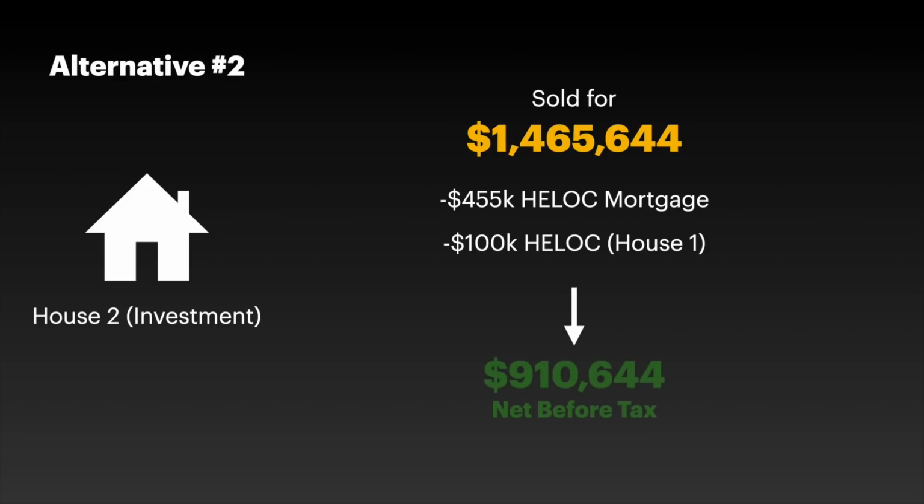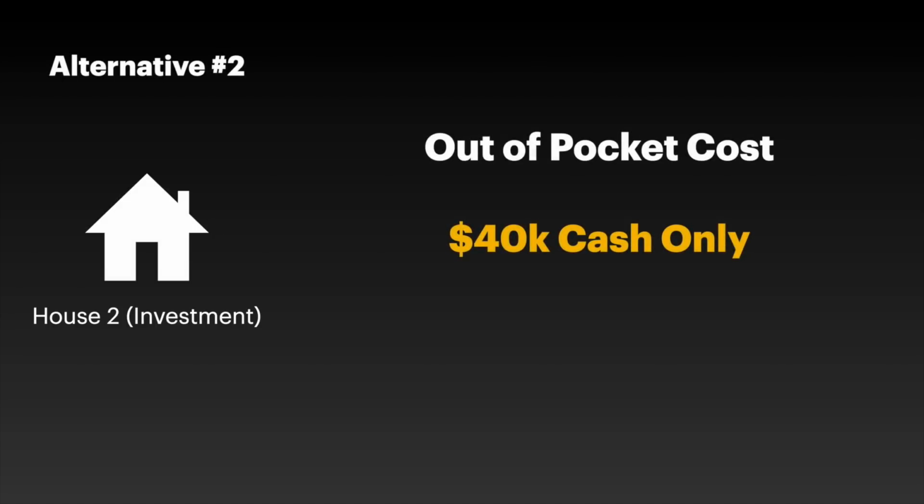Doing all that is going to give us 910,000 left on our hand. But what if we actually take out of our pocket in this example from day one? Well, it's only the 40K cash that we actually put in. Everything else was borrowed and all the costs were covered from our rent.